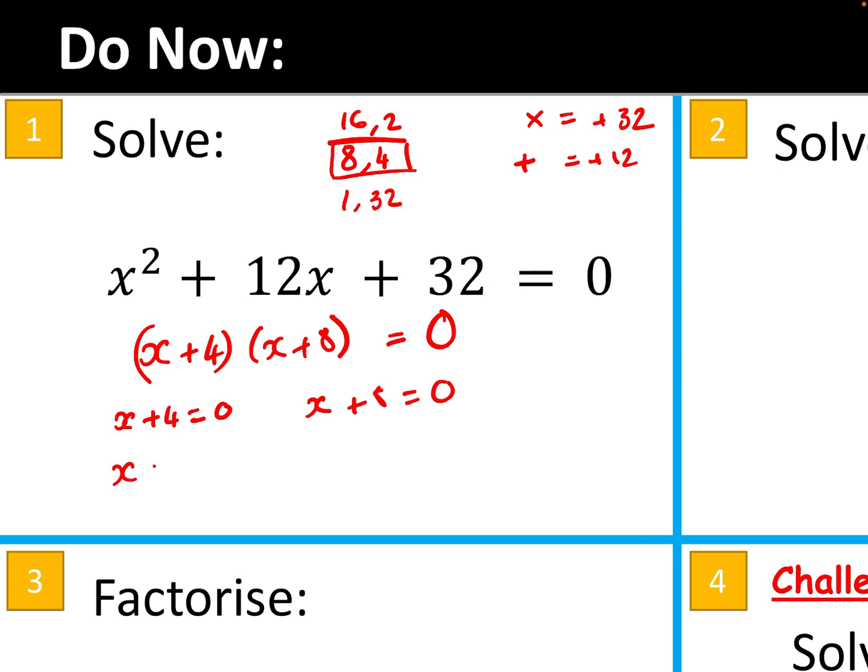Solving these, I get x equals negative 4 and x equals negative 8. Therefore, if I was to substitute either of these numbers into my original expression, they would equal 0. So these are the two values of x where this expression equals 0.